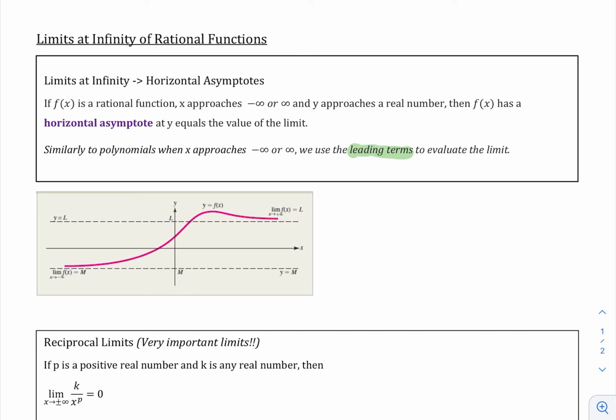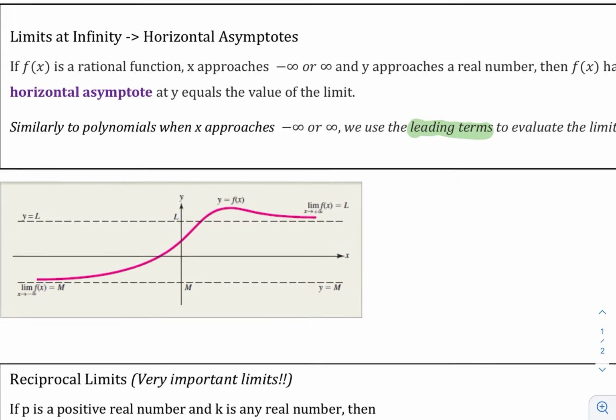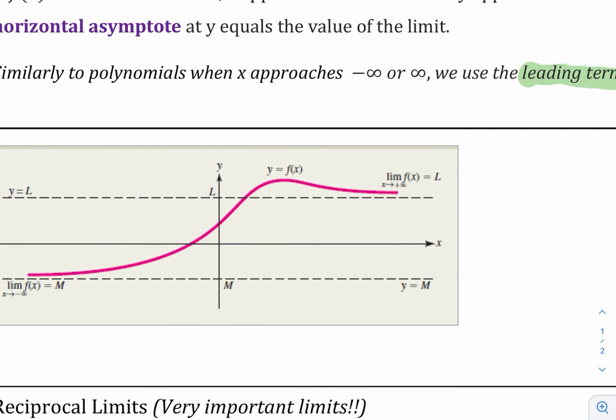Now here's a visual of what that looks like when you have a horizontal asymptote. So if I zoom in a little bit here, we have the limit as x goes to positive infinity, right? Because remember, this is when x is going to infinity. But your y's are approaching a number. So the line here, if you're driving on the line, the y's are getting closer and closer to the number L. So the limit is L.